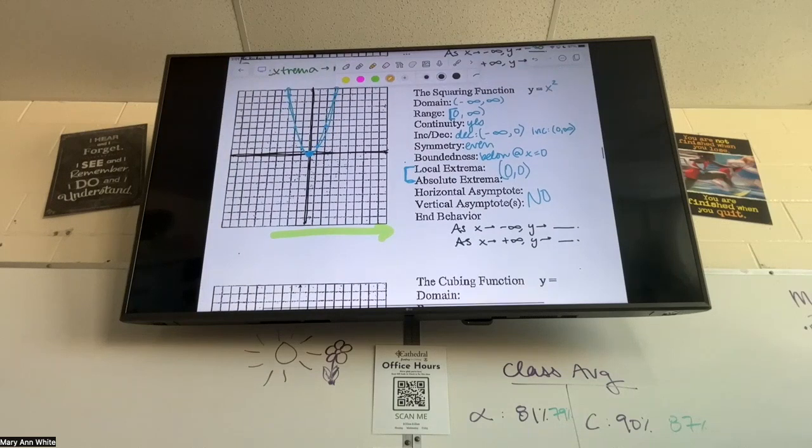This time we start in the middle and we go out away from it. As x approaches negative infinity, as x gets smaller and smaller, what is happening to y? Getting bigger and bigger, it's going up. So we're going to say positive infinity. What about as x approaches positive infinity, what is y doing? Also going up. It can be the same thing. As x approaches negative infinity, y is approaching positive infinity, and as x is approaching positive infinity, y is still approaching positive infinity. Okay. Are we feeling okay?